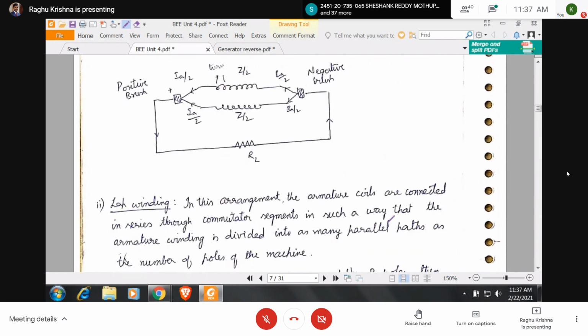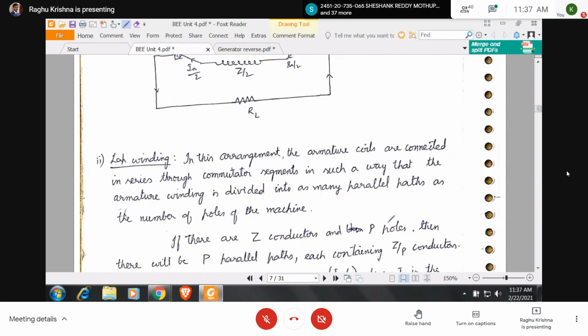Next, coming to the lap winding. In this arrangement, the armature coils are connected in series through commutator segments in such a way that the armature winding is divided into as many parallel paths as the number of poles of the machine. Suppose if you have two poles, two parallel paths. If you have four poles, four parallel paths.